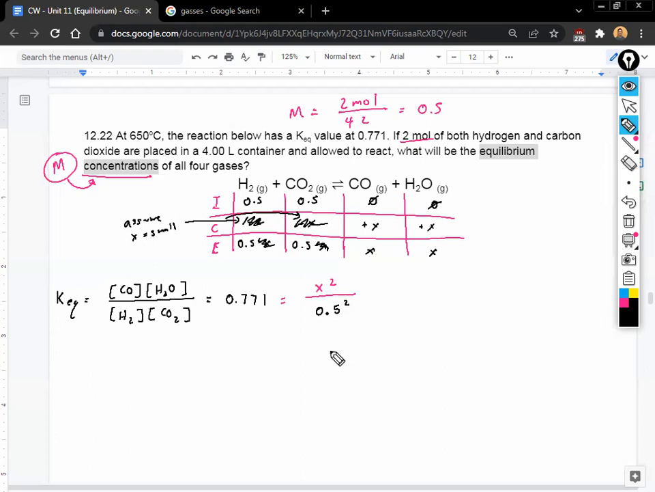Any questions? I know there's a lot of stuff I went through. If you did the quadratic, you'll get a very similar answer. You just did a lot more work than you had to. But we don't know that yet. I'm going to test the 5% rule.